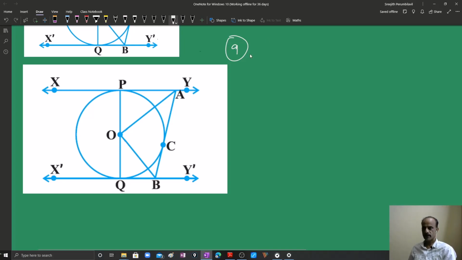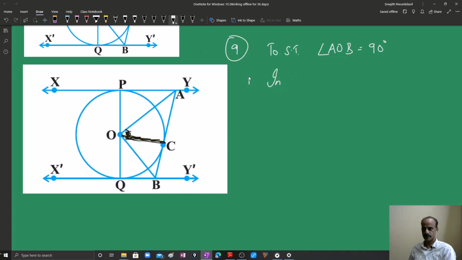Now we have to prove that, to show that angle AOB is equal to 90 degrees. That is our task. Okay, so let us make a small construction. Let us join OC. OC is joined.